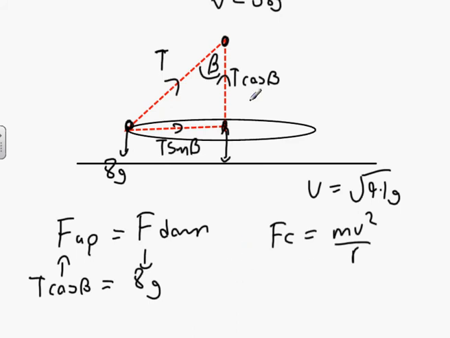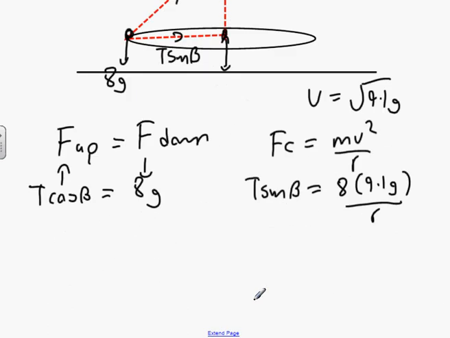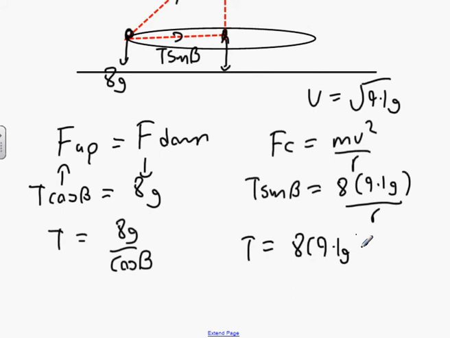Okay. I'm now going to use T sine B, and that's going to be equal to 8 times v squared, being 9.1g, all over r. What I can next do is isolate T in both of them. T equals 8g over cos B. T equals, I'll just leave it as 8 times 9.1g all over r sine B.